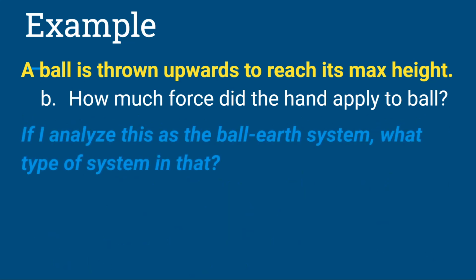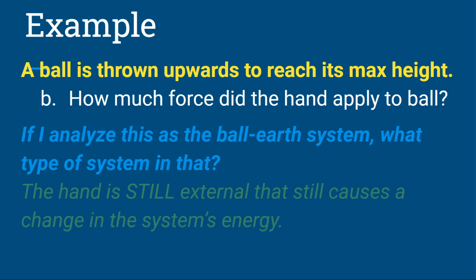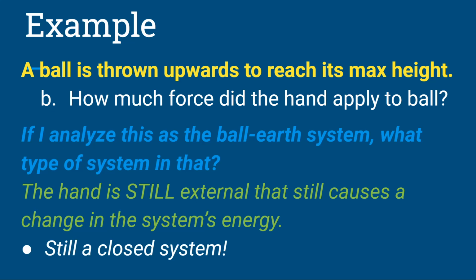Again, what if we analyze it as the ball-earth system? So instead of just the ball, now we have ball-earth. What type of system is that? The hand is still external to that system. If your system is the ball-earth system and not the ball-earth-hand system, you still have an external force, which means it causes a change in the system's energy, so it's still a closed system.